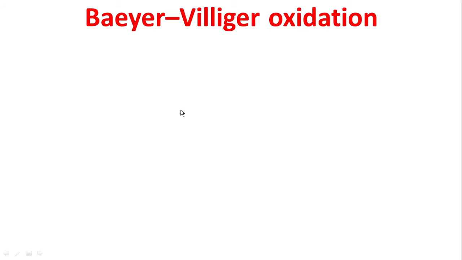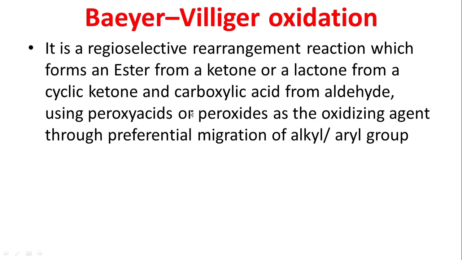Today we will discuss what the Baeyer-Villiger oxidation reaction is. In the Baeyer-Villiger oxidation reaction, this is a type of regioselective rearrangement reaction which forms an ester from a ketone, or a lactone from a cyclic ketone, using peroxides, and these peroxides act as oxidizing agents. They provide oxygen to insert in between the carbon-carbon bond. So mainly here oxygen insertion occurs through the preferential migration of an alkyl or aryl group.